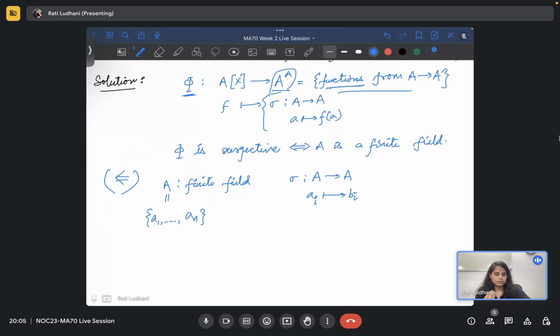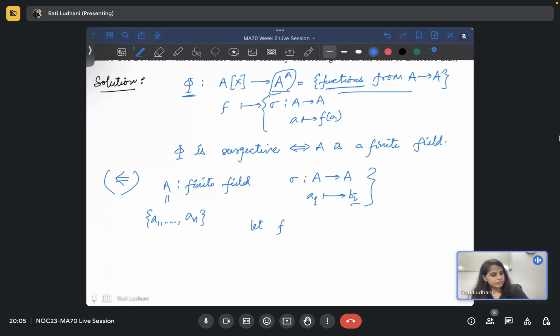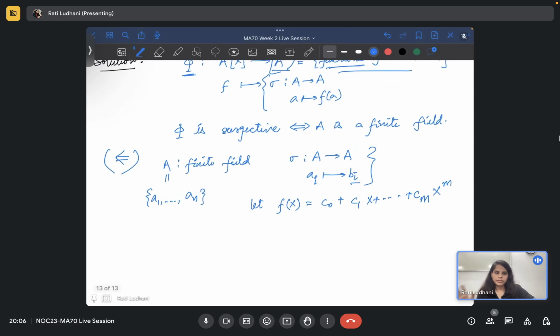Produce a polynomial. So we are saying all the functions are polynomial functions, which we want to prove if A is a finite field. So you take sigma, which maps A_i to B_i. Now what we can do is let f(x) be equal to f. I'm just writing a general notation. n I have used, so let's say c_m x raised to power m, some f this is.